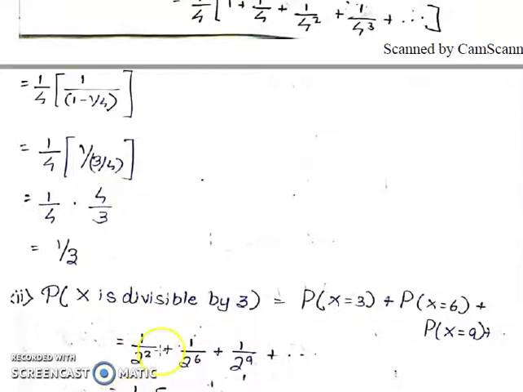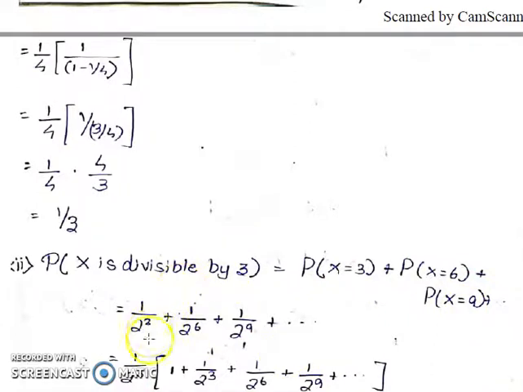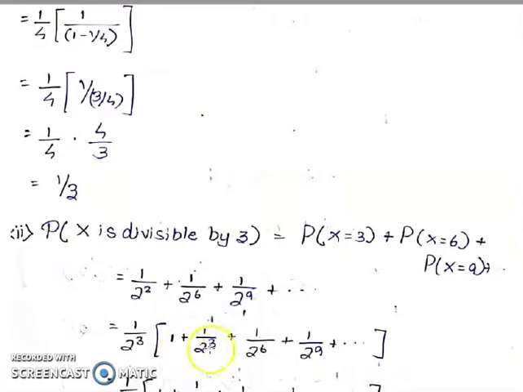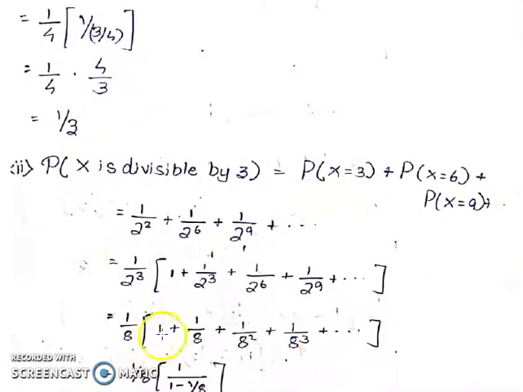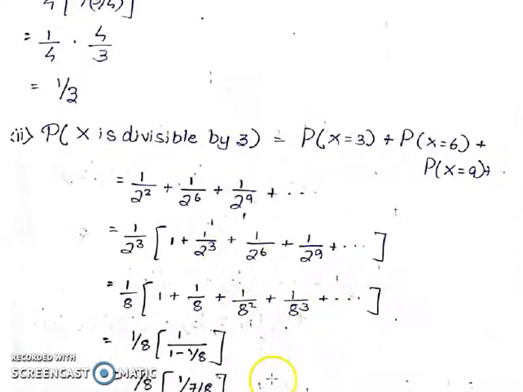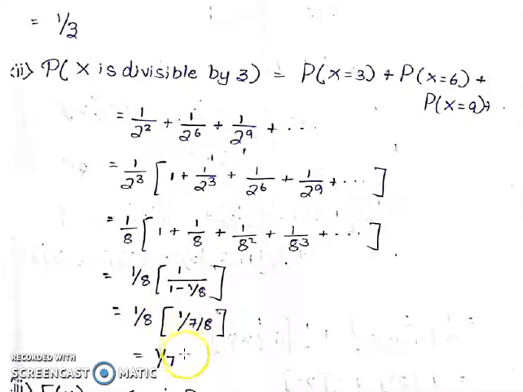Next one is x is divisible by 3. That means p of x equal to 3, p of x equal to 6 and so on. That is 1 by 2 power 3, 1 by 2 power 6 plus 1 by 2 power 9. So this is actually 2 power 3. Take 1 by 2 cube as common factor, we get this result. That is 1 by 8 times 1 plus 1 by 8 plus 1 by 8 square and so on, because we write in powers of 8 here. Now after simplification we get 1 by 7.